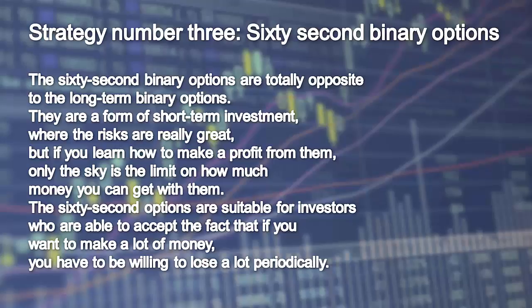Strategy number 3. 60-second binary options. The 60-second binary options are totally opposite to the long-term binary options. They are a form of short-term investment where the risks are really great, but if you learn how to make a profit from them, only the sky is the limit on how much money you can get. The 60-second options are suitable for investors who are able to accept the fact that if you want to make a lot of money, you have to be willing to lose a lot periodically.